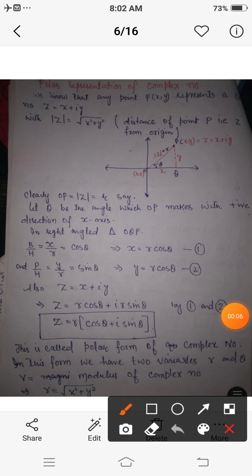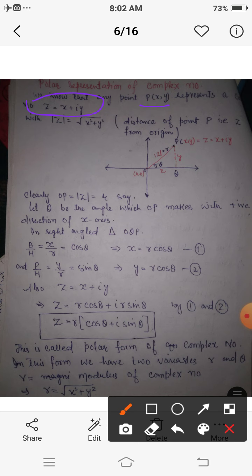Dear students, today we are going to discuss polar representation of a complex number. You know that any point in a plane or in a Cartesian plane whose coordinates are x, y, here P(x, y) is the point. Now clearly it represents the complex number z = x + iy, or if we have a complex number z = x + iy, then it is represented by the point whose coordinates are (x, y).